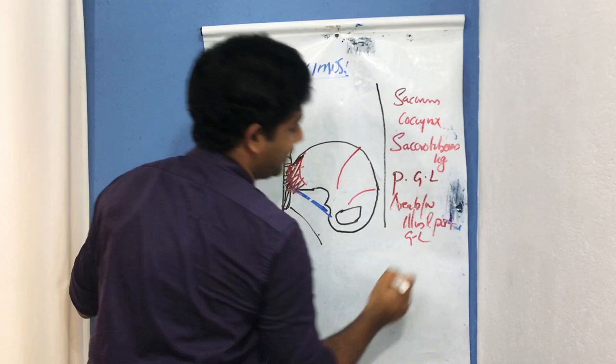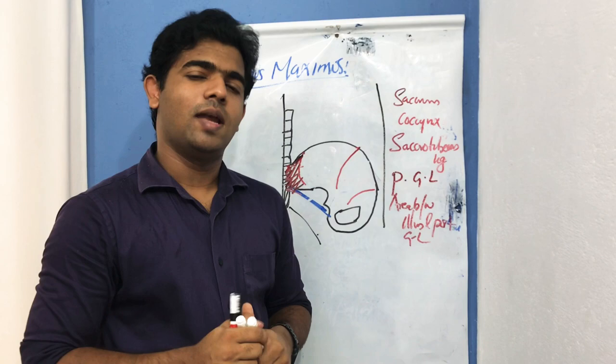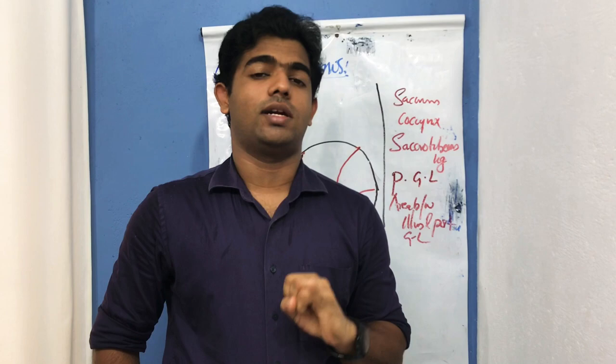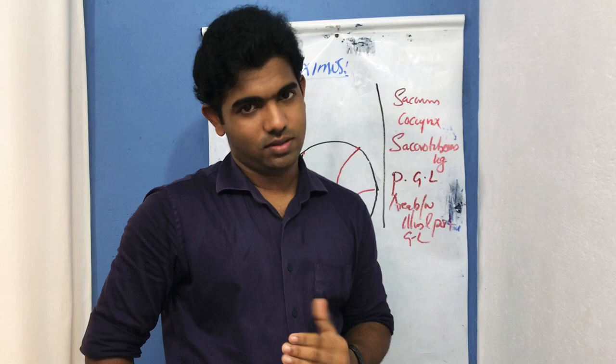In fact, it is very simple. It arises from almost all the structures seen in that pelvic region: from the sacrum, from the coccyx, from the sacrotuberous ligament, and from the ilium. How you have to remember: there are three gluteal lines, and it arises from the posterior one, then the area between the posterior gluteal line and the ilium, and the iliac crest also. So this is how this large muscle, the gluteus maximus, arises.